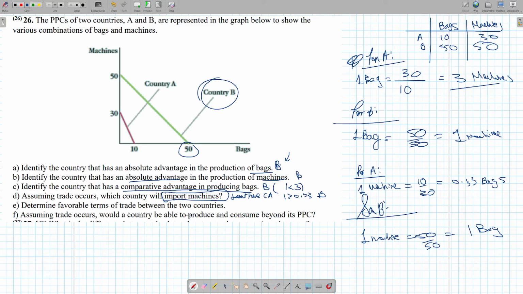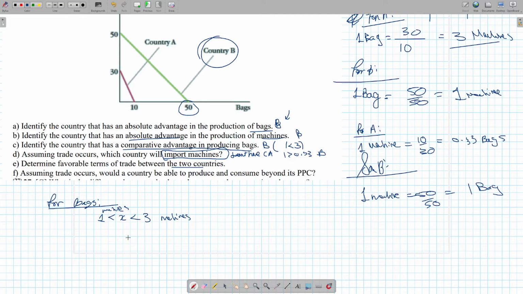Determine favorable terms of trade between the two countries. Alright, all you have to do is this. Let's say we'll do it for bags first. For bags, anything in between 1 and 3, right? So 1, x, 3, and you put machines. Now, this will not get you the mark. You have to give a number in between 1 and 3, like 2 machines. Okay, this will get you a mark.